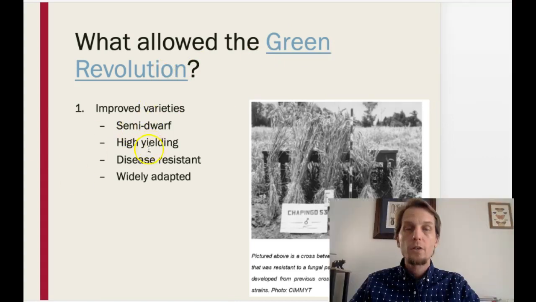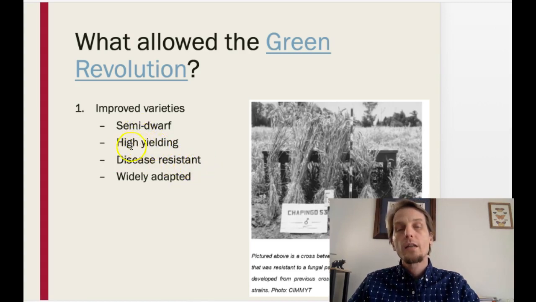Improved variety, semi-dwarf, high-yielding, disease-resistant, widely adapted. As a matter of fact, disease-resistant was the first thing that they bred for. It was a red rust that grew on the stem that would kill it. And then they got a high-yielding variety, but then it could not sustain itself. It would fall over, something they call lodging.